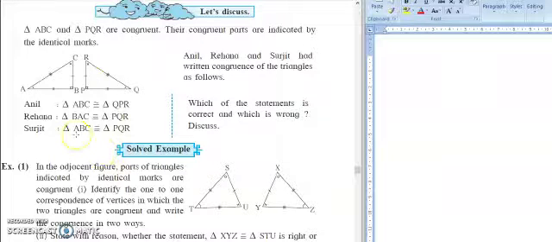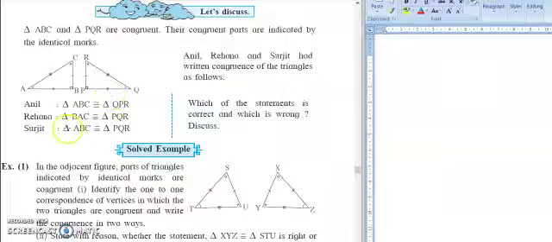Then if we check the angles, angle A should be congruent to angle P. So is this angle A congruent to angle P? No, both these marks are not identical, so both these angles are not congruent. Then is angle B congruent to angle Q? No, both these marks are also not identical, so these angles are also not congruent. Angle C is congruent to angle R because both these marks are identical. But for the two triangles to be congruent, all the sides and all the angles should be congruent to each other. They should coincide with each other.